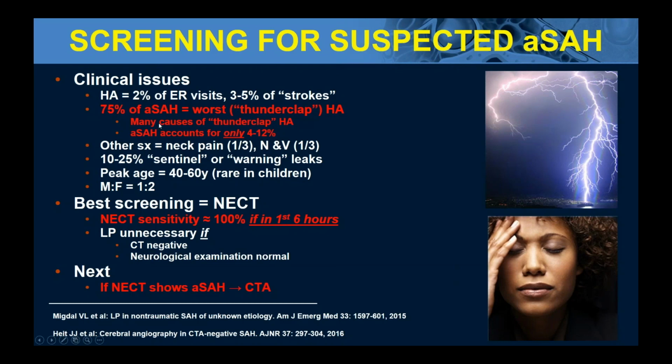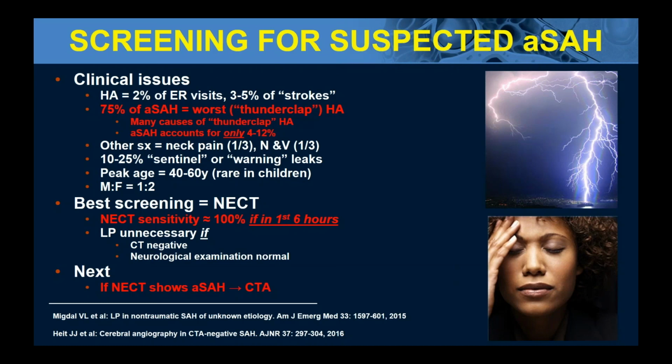Keep in mind that there are many causes of thunderclap headache, and aneurysmal subarachnoid hemorrhage accounts for only 4 to 12% of these. Having said that, if you have aneurysmal subarachnoid hemorrhage, thunderclap headache, or worst headache of my life, is the top symptom. But a lot of people come in to the ERs with thunderclap headaches, and most of them are not aneurysm bleeds. But we need to know how to pick these up because a ruptured bleeding aneurysm is a neurosurgical emergency.